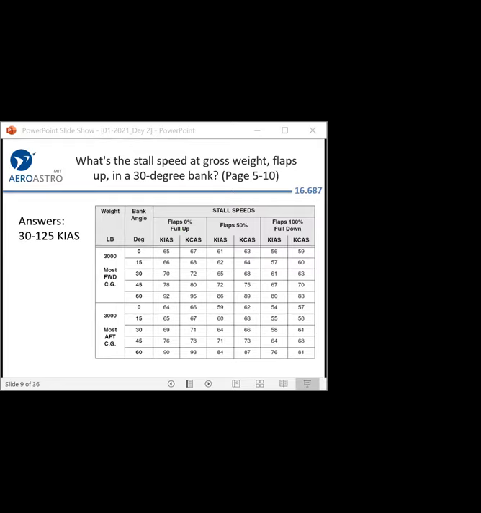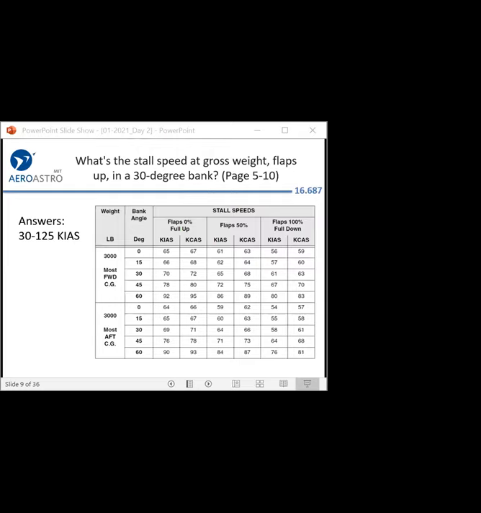So on the written test, the answer would be 30 to 125 knots? Those were the answers we received, exactly. 30 knots definitely would be pretty ambitious. And I don't know where they got 125 knots, that would be like the stall speed on a fighter jet, maybe.